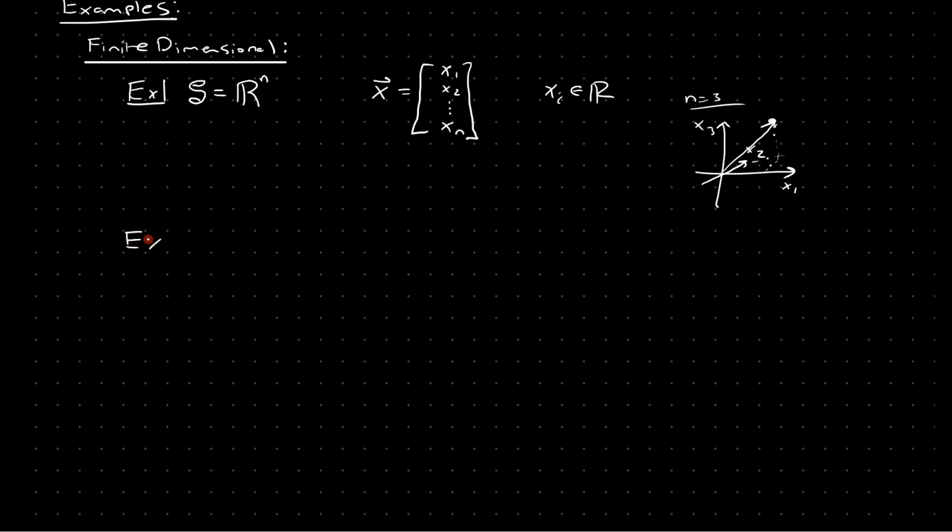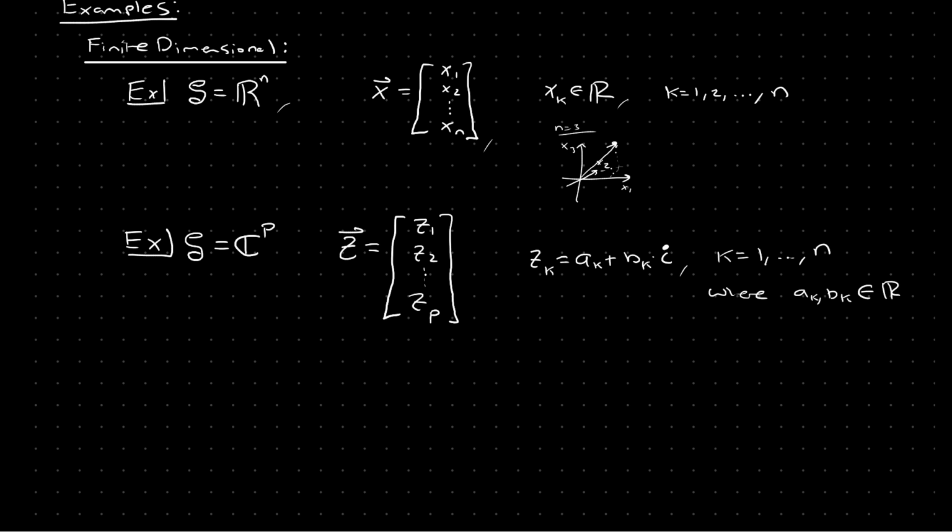Another very good example is the vector space of complex valued vectors, C^p. So this is the space consisting of vectors of complex numbers. Anything in this space will be of the form z1, z2, all the way up to zp, where each one of these elements is a complex number. So every one of the components in a vector in C^p is of the form a_k plus b_k times i. The elements of this vector z are just complex numbers.